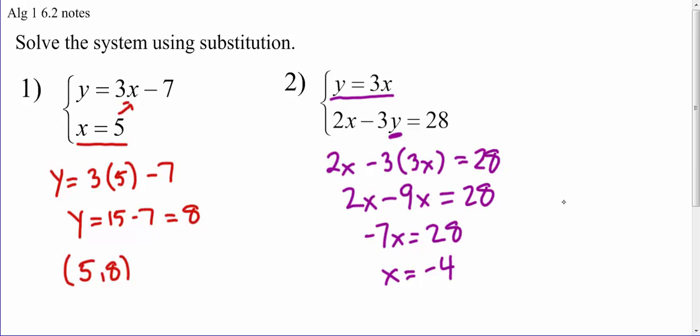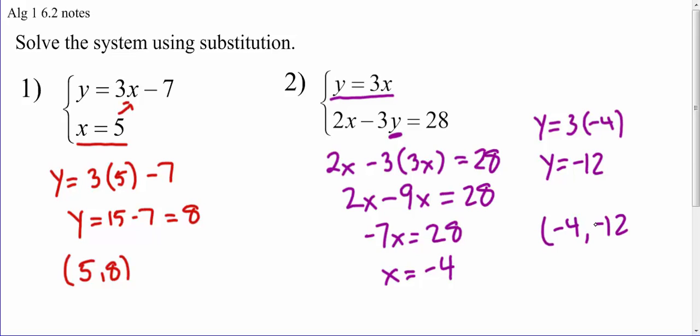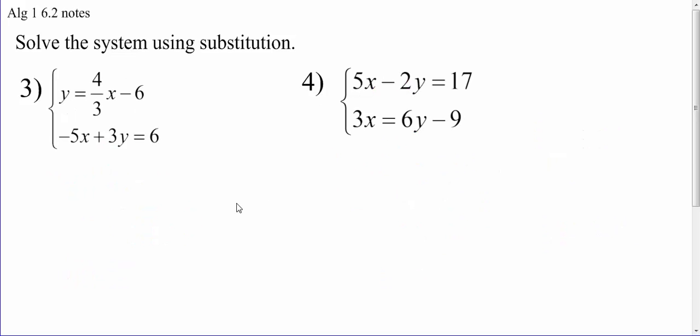Now the thing about these, the additional step on this, is once I find that first value, I have to go plug it back in to our equation. So I'm plugging it in right here for x. So y then would be negative 12, and our solution would be the ordered pair, negative 4, negative 12. And again, on any of these problems, if you find a solution and you want to check it, you always have the option of graphing to confirm your answers.